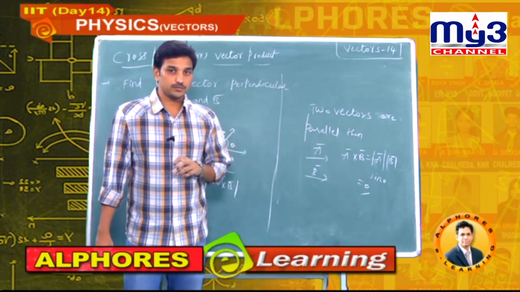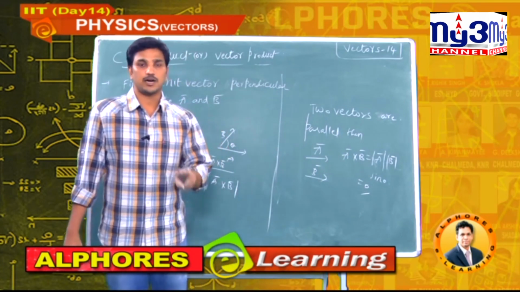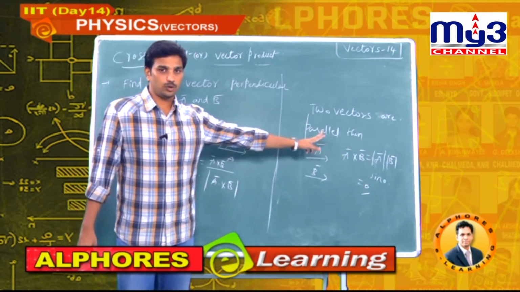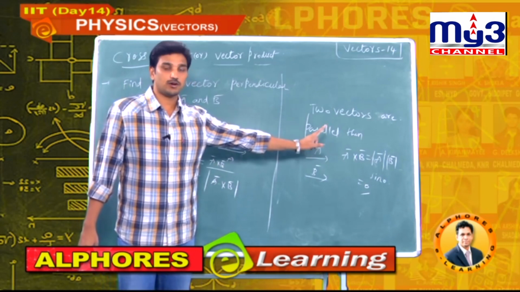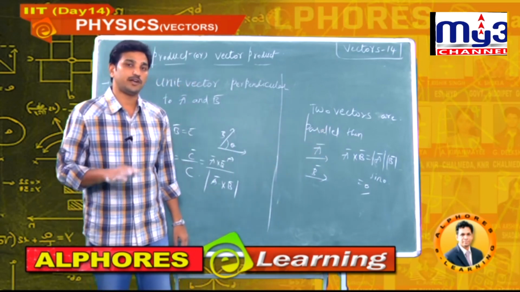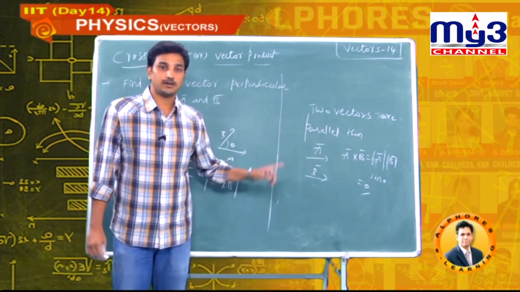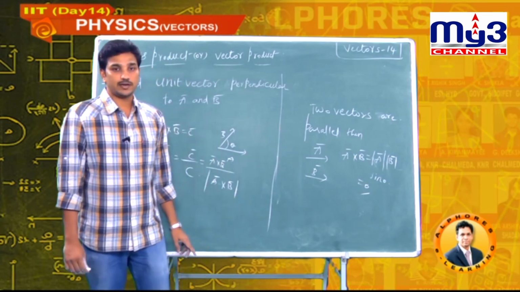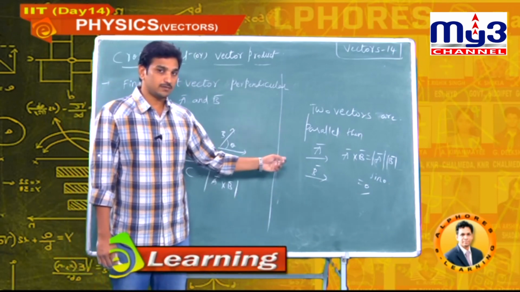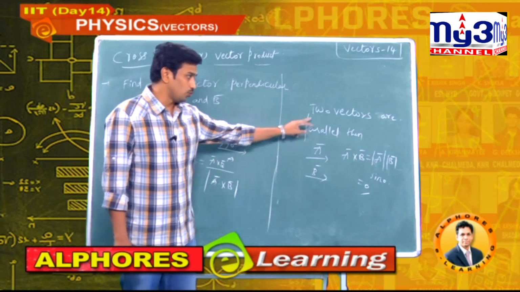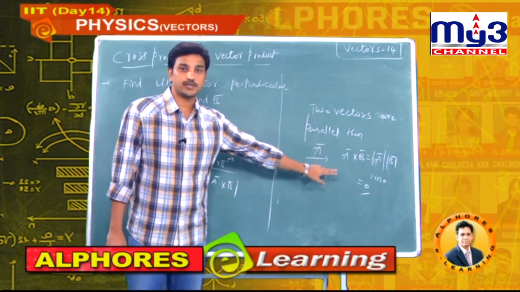For the dot product, if two vectors are perpendicular, then the dot product is 0. Here, if two vectors are parallel, then the cross product is 0. These two points are very important.